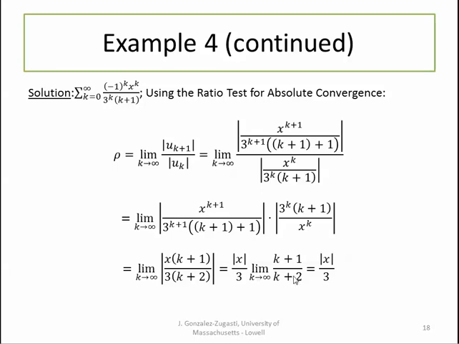And now looking at this limit, this is a rational function where the degree of the numerator is the same as the degree of the denominator. So that limit's equal to the ratio of our leading coefficients. So that limit is equal to 1. So we find that rho is equal to the absolute value of x over 3.